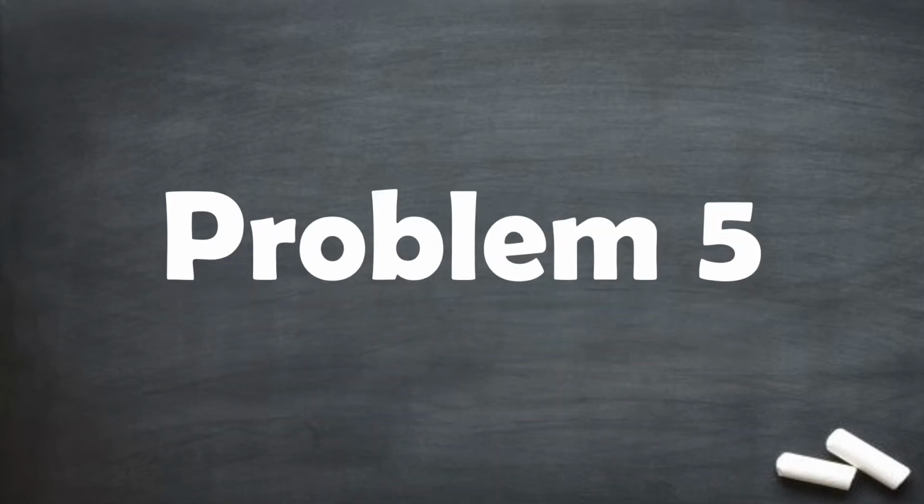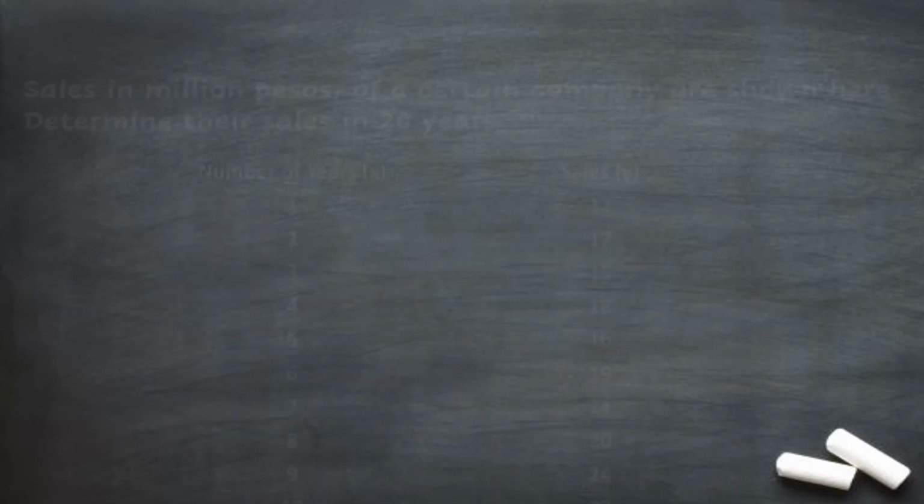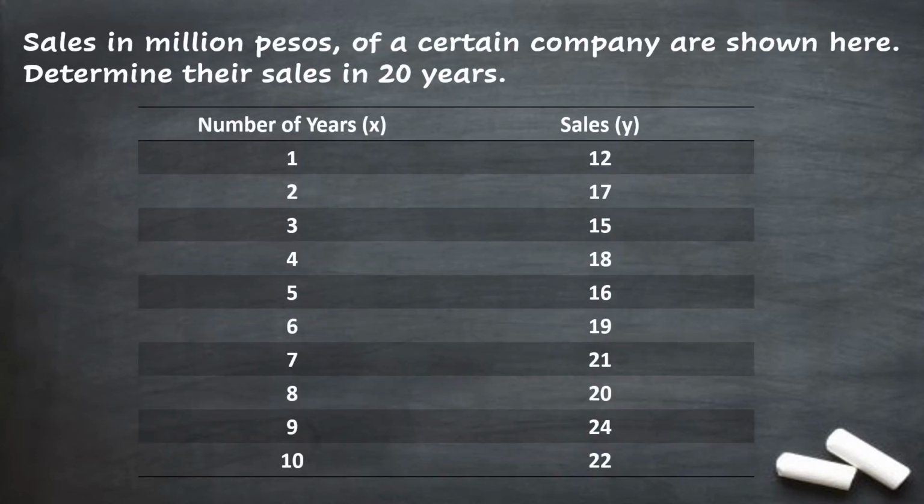Problem number 5. Sales in million pesos of a certain company are shown here. Determine their sales in 20 years. This is under regression analysis because of the last sentence. Now we have to determine their sales in 20 years. We have to predict. That's why this is under regression analysis.